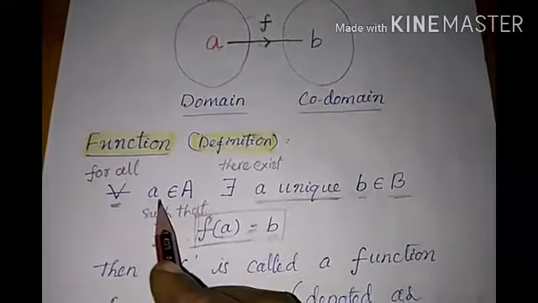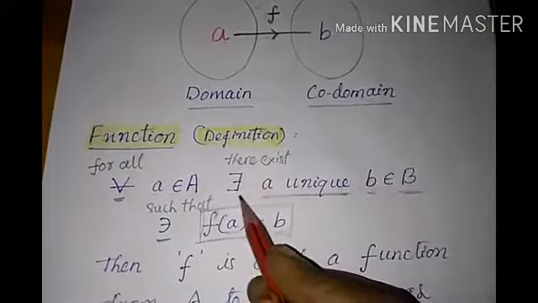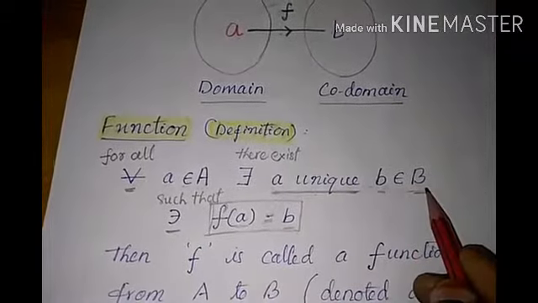For all A belongs to capital A, there exists a unique B belongs to capital B.